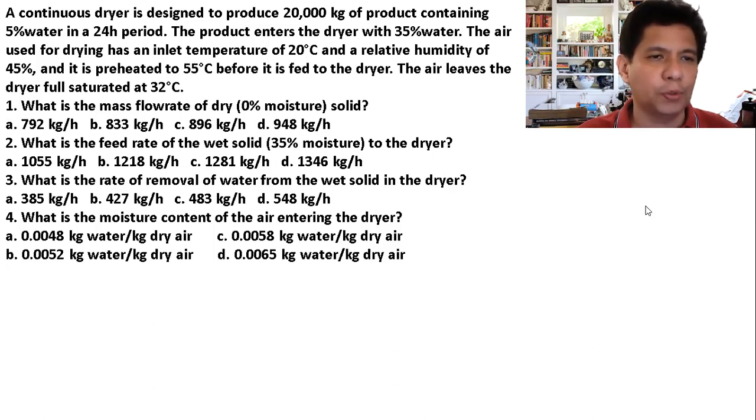This is designed to produce 20,000 kilograms of product containing 5% water in a 24-hour period. The product enters the dryer with 35% water. The air used for drying has an inlet temperature of 20 degrees Celsius and a relative humidity of 45%, and it is preheated to 55 degrees Celsius before it is fed to the dryer. The air leaves the dryer fully saturated at 32 degrees Celsius.